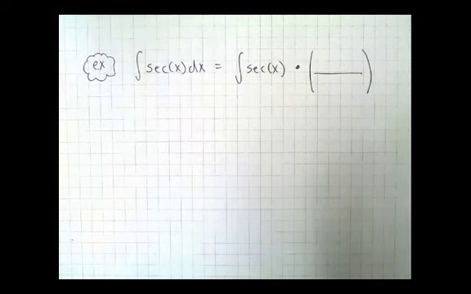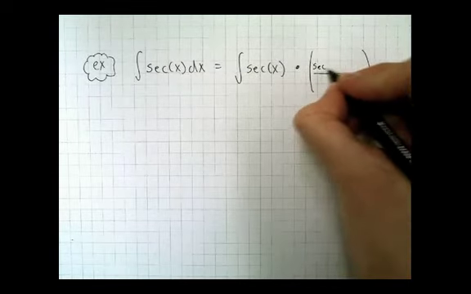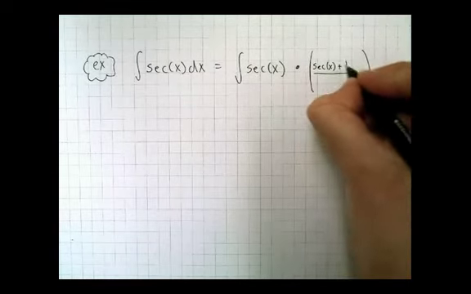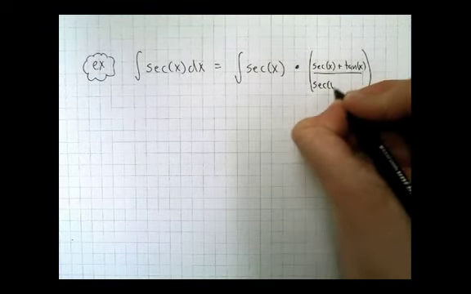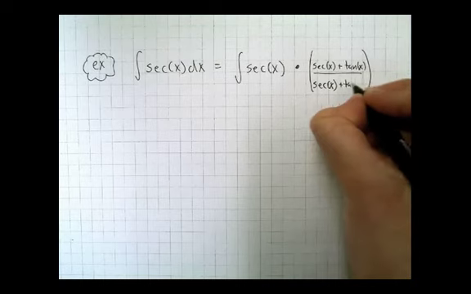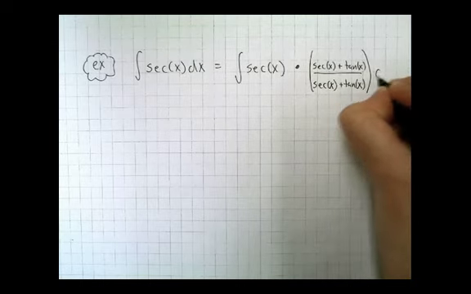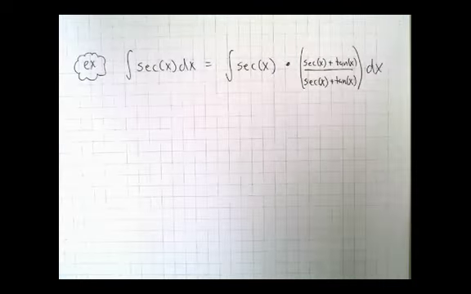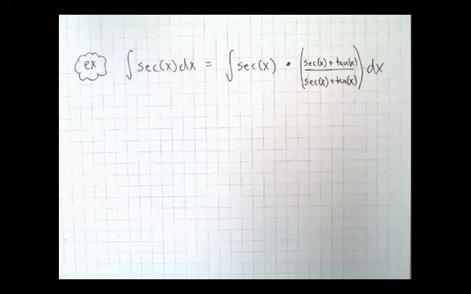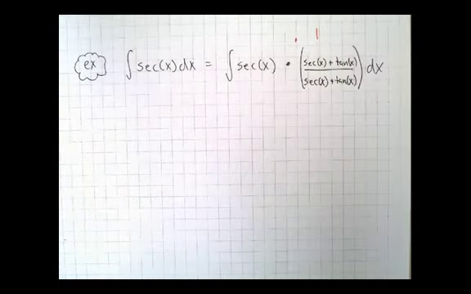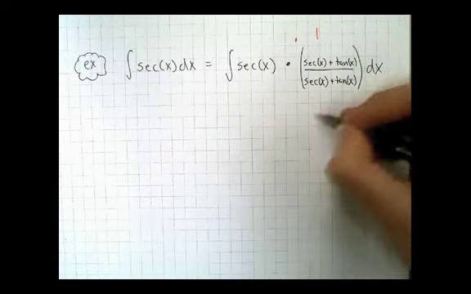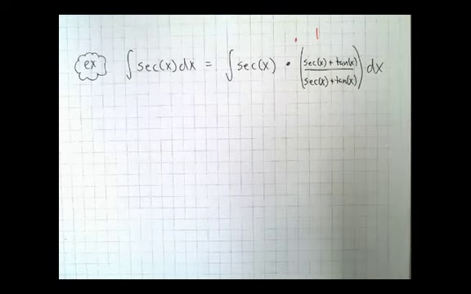And the fraction I'm going to use is secant of x plus tangent of x. And I'm going to do the same thing on the bottom: secant of x plus tangent of x. I told you you would never think to do this, but basically all I'm doing is multiplying by 1. So this is a times 1 that I have going on here. So I'm not changing the integral whatsoever. All of this crosses out and cancels and goes away.